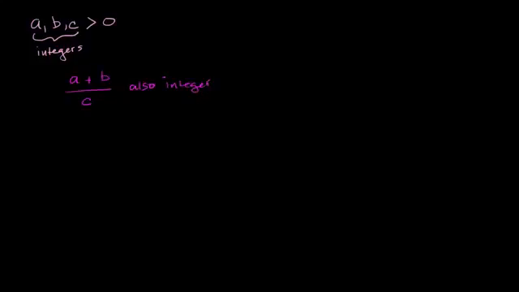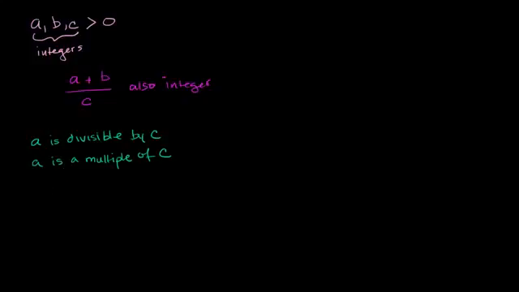And then finally, we know that a is divisible by c, or another way of saying it, that a is a multiple of c. So this is what we know. a, b, and c are integers, all greater than 0. We know that the expression (a plus b) over c is also an integer, and that a is a multiple of c, or in other words, that c divides perfectly into a.